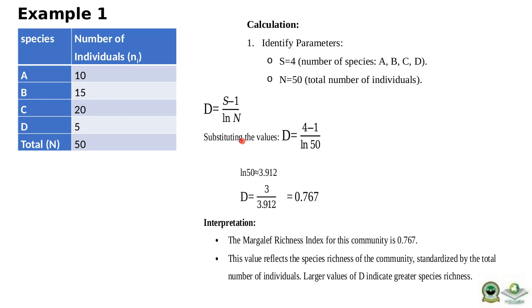Of course, we have an example here talking about calculation of species richness using the Margalef model. We have the species A, B, C, D. Species A has 10 individuals. Species B has 15 individuals. Species C has 20 individuals. Then D has 5 individuals. In total, we have 50 individuals and 4 species in this plant community.